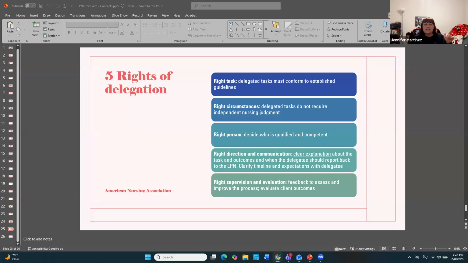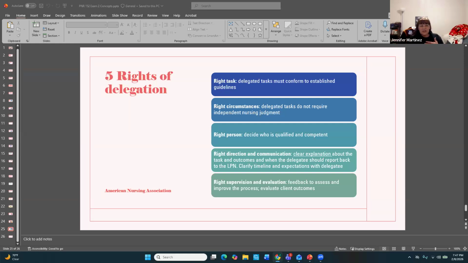Right circumstances, the delegated tasks do not require independent nursing judgment. So we are only going to delegate to our patients that are stable. We are just going to have them gather information. They don't need to analyze any information, just bring it back to us. The right person needs to be qualified and competent.